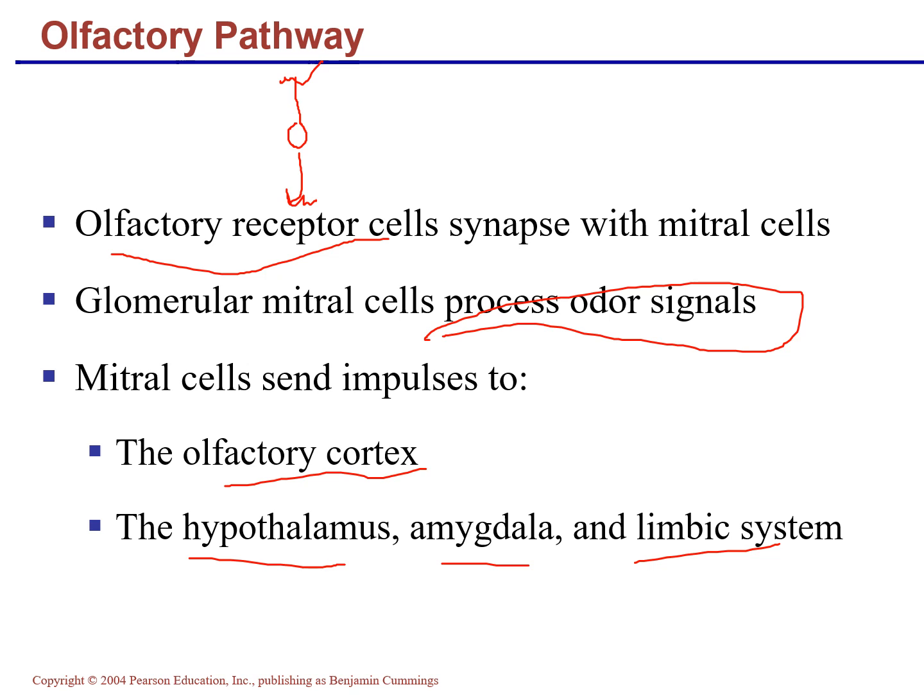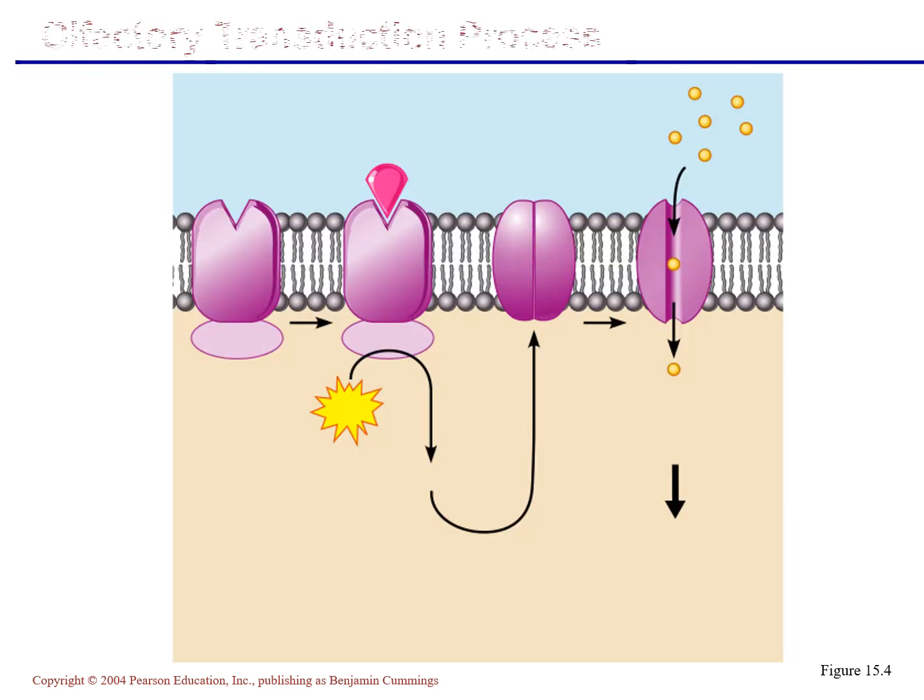So the limbic system is pleasure, or not. I don't think anybody enjoys smelling skunk. The amygdala is memories. That's where your memories are housed. So senses trigger memories. So here is that cyclic GMP cascade.